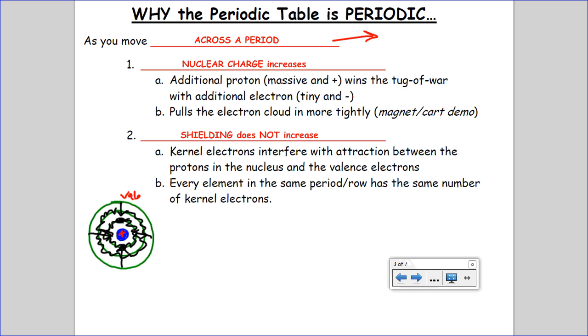So the valence is out here, and the nucleus is in there. The more rings of electrons you have, the more shielding is going on. Shielding does not increase as you add more protons and electrons to a single shell. It only increases when you add another shell on the outside. So if I added another ring of electrons out here, then there's another orbit of electrons in there putting more shielding into play. So the protons and the valence electrons don't feel each other so well. Every element in the same period row has the same number of kernel electrons. So the whole shielding game is a game played between the nucleus and the valence ring.